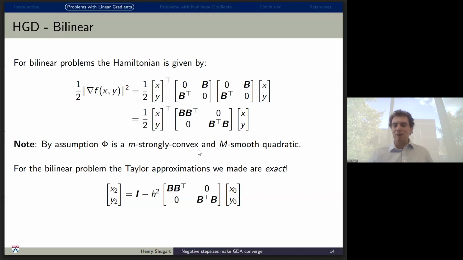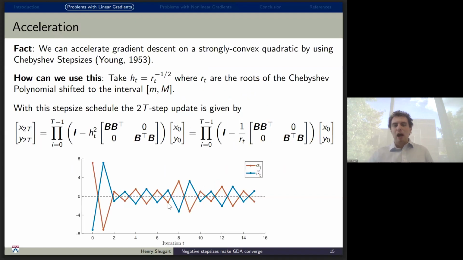And another good thing about the bilinear example is that in the bilinear problem, the Taylor approximations we made are exact. And so what I showed you on the previous slide, that 2 steps of slingshot GDA are approximately 1 step of HGD, in fact, 2 steps of slingshot GDA are exactly 1 step of HGD. And so now we have that the 2-step update is 1 step of gradient descent on a little m strongly convex and big M smooth quadratic. And we know that we can accelerate in this problem class.